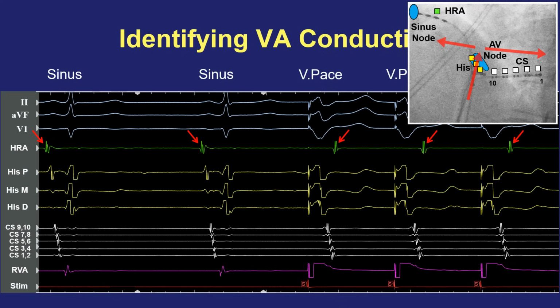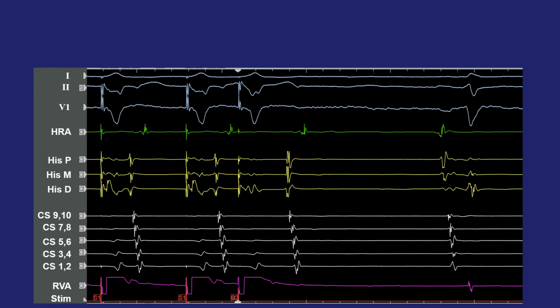So let's look at an unknown example of a patient undergoing an EP study for SVT. And as I mentioned before, let's start looking at this complex tracing by looking at the surface EKG leads so we understand what's happening. We can see the 3 EKG leads displayed here, leads 1 and 2 and V1. We can see that there are 4 beats on the page.